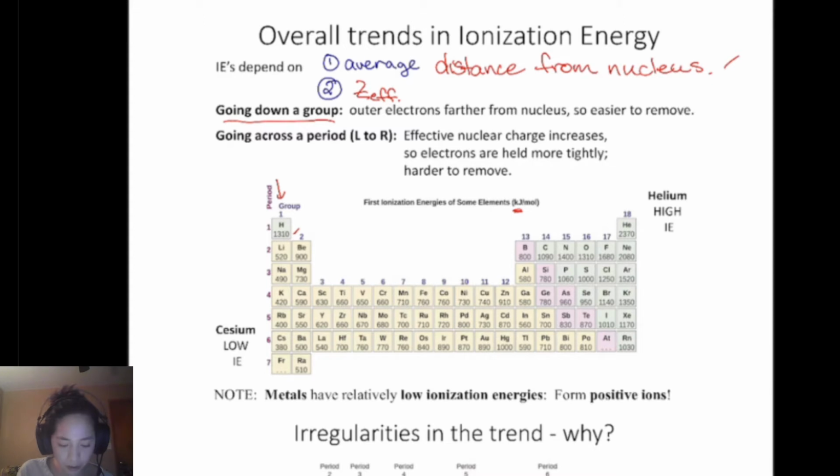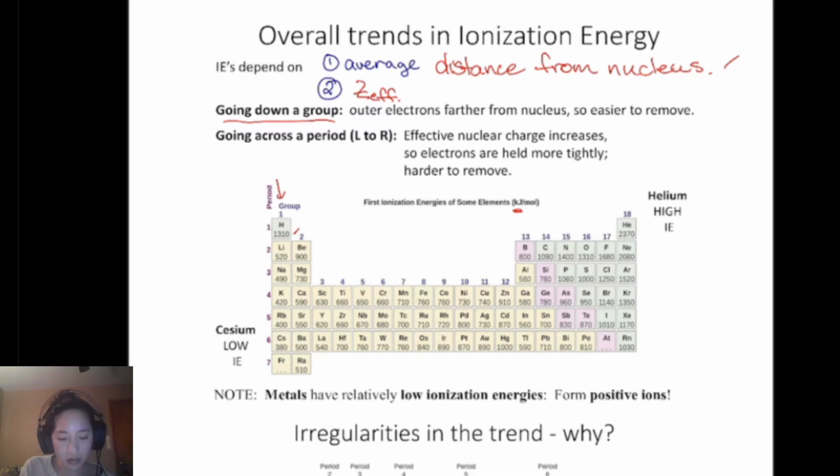Potassium's even lower, rubidium even lower, and then finally cesium, which has the lowest first ionization energy of this whole group. It is the easiest to remove the outermost electron of a cesium because that outermost electron is a 6s electron. It's the furthest away from the nucleus. It doesn't feel as much of the positive charge from the nucleus.